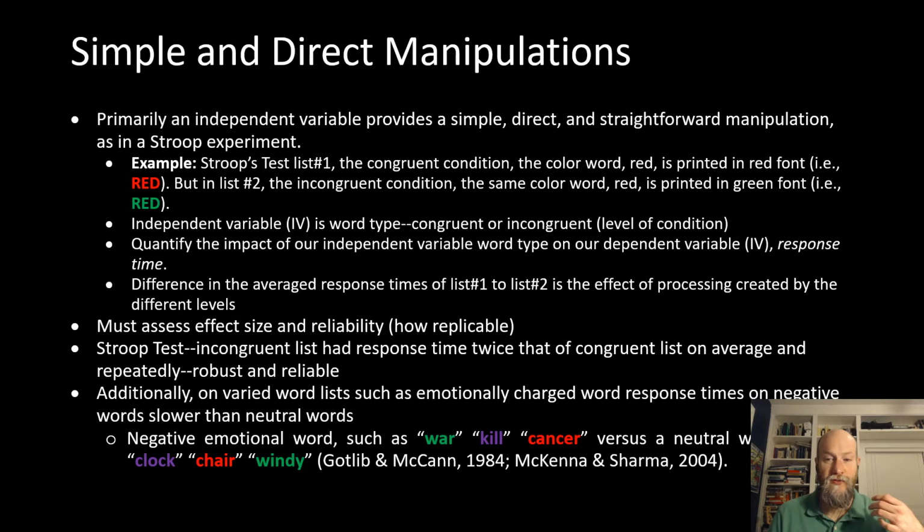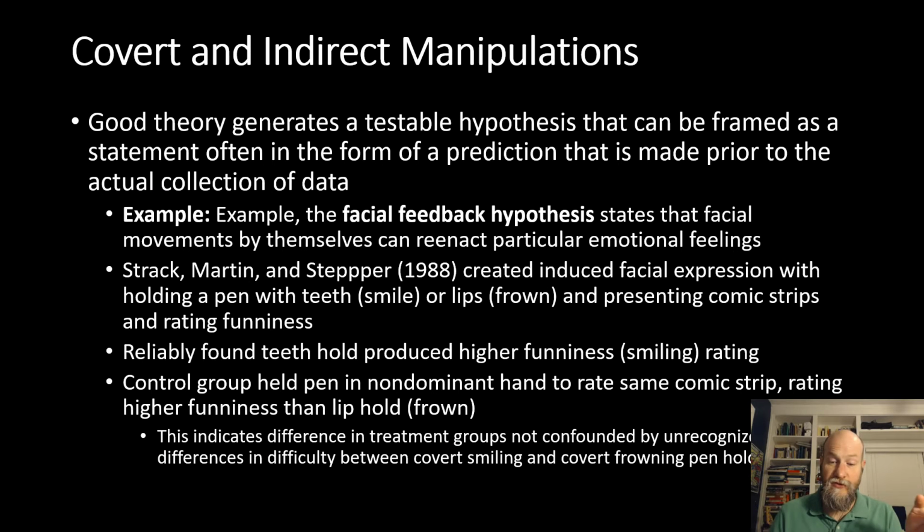You present the person in sequence either the congruent or the incongruent list. That's very obvious what's going on even to the participant. Usually they understand what the test is doing. As opposed to that, we can engage in more covert or indirect manipulations. So as we've mentioned, a good theory generates a testable hypothesis. We derive hypotheses from theories, and it's often framed as an if-then or a predictive statement.